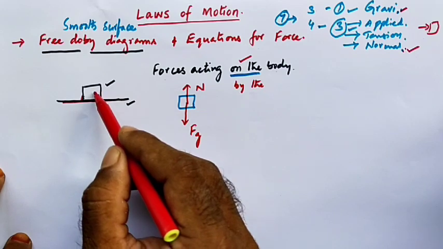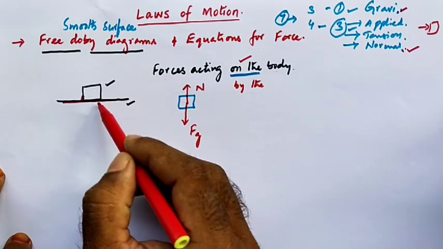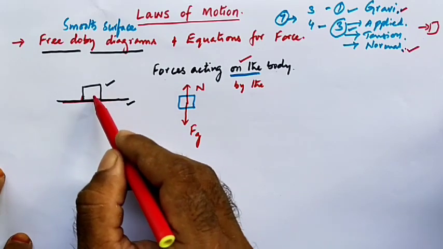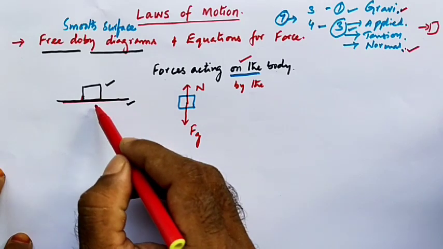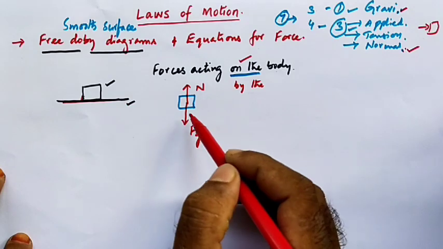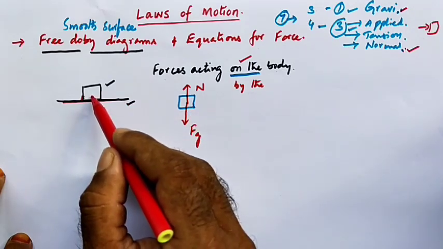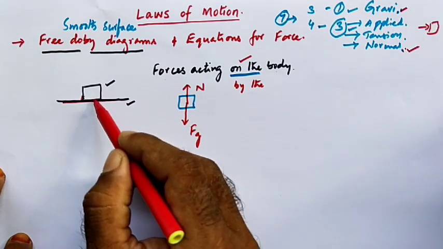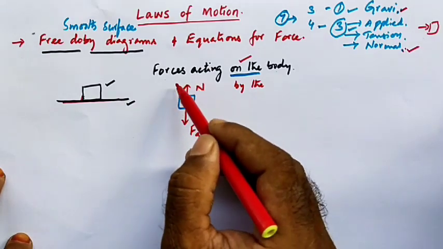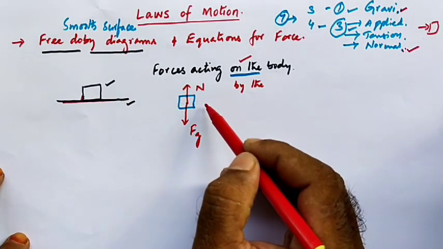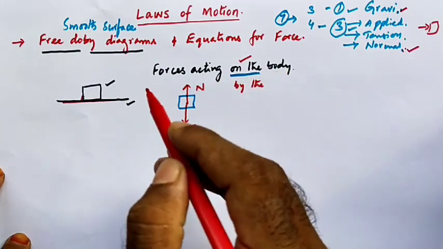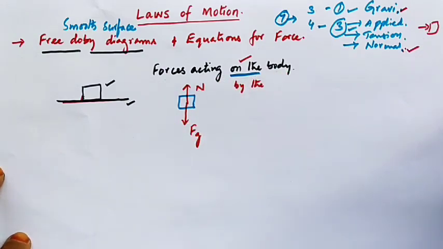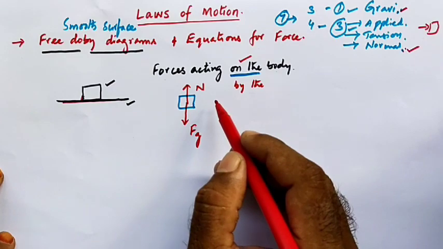Now what are the forces acting by the body? See that this body is in contact with the surface, so this body applies a normal force on the surface. That is the force applied by the body. That force applied by the body on the surface is vertically downward. That is not considered in the free body diagram of the body. So only the forces acting on the body are taken. Clear? Now these are the forces acting on the body.